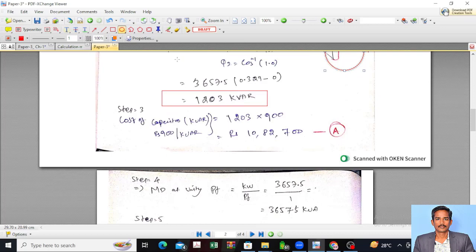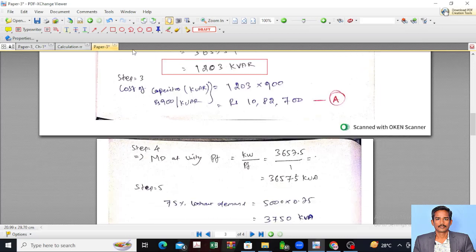Next, step 3: cost of capacitor. We already calculated 1203 kVAR, multiplied by 900 rupees, so the total is 10,82,700 rupees. This is a one-time installation.